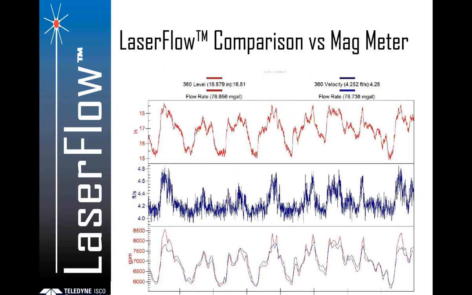One of the most accurate meters in closed pipe situations have been shown to be magnetic flow meters, so we took advantage of that with a downstream mag meter that was in a full pipe environment to compare the data against the ISCO laser flow. So you can see in the bottom pane right here that we're getting pretty good comparison accuracy between the mag meter and the ISCO laser flow.